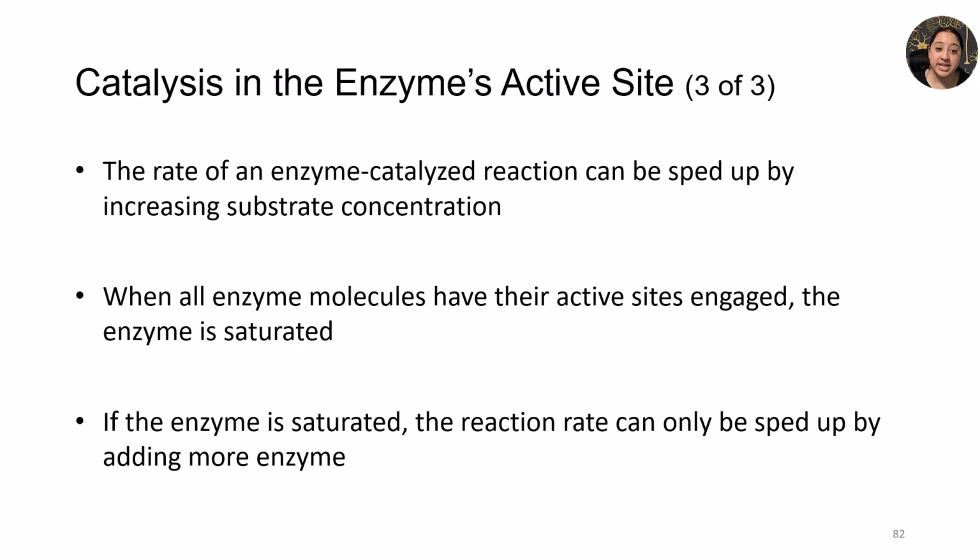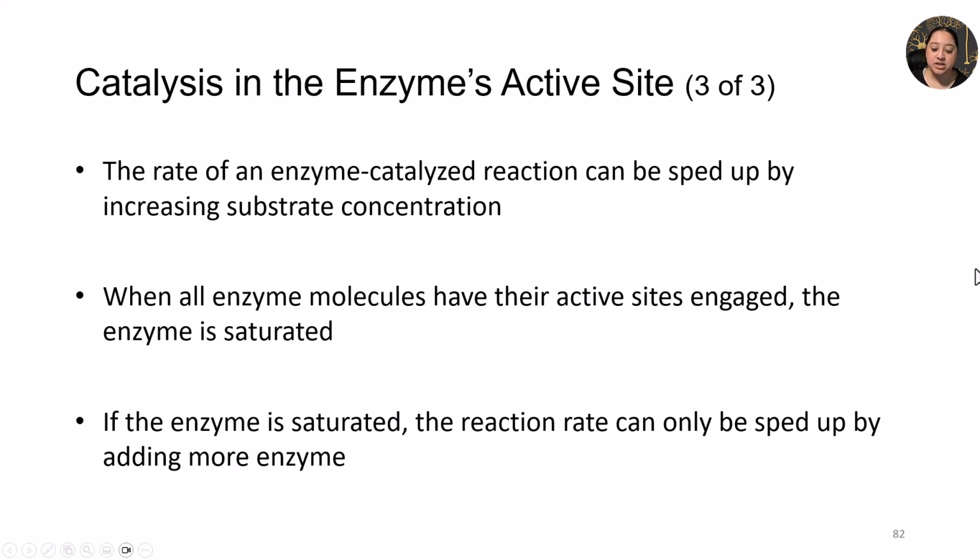So the rate of an enzyme catalyzed reaction can be sped up by increasing the substrate concentration. So say you have this reaction happening and you have enzymes in there, but you want it to happen even faster. So you can add more substrate, and then this happens to push it to happen more. So the rate can be sped up by adding more substrate.